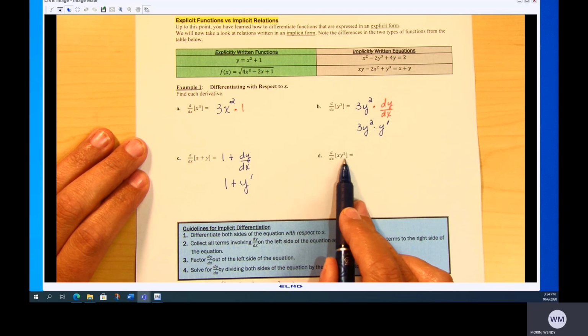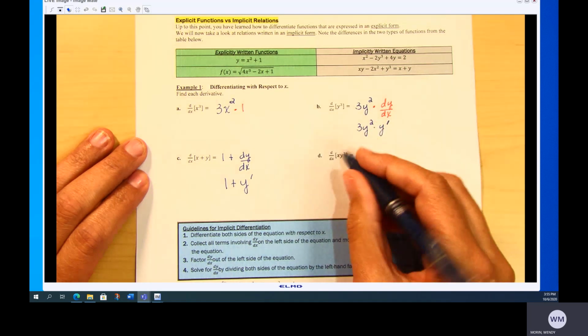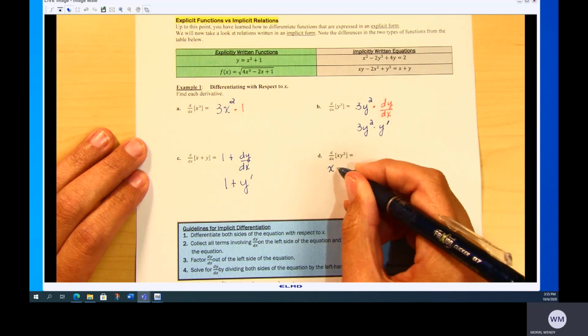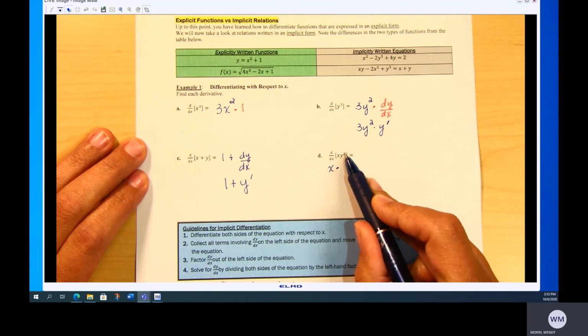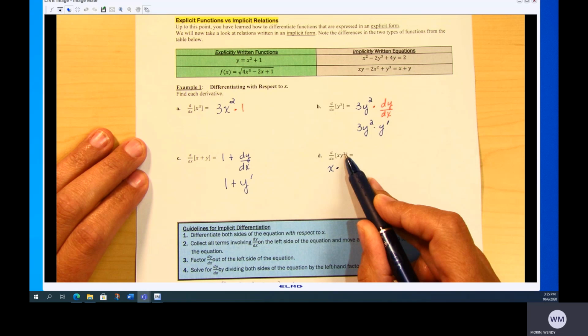What do you notice? You should notice that this is a product. This is a product, so we have to use the product rule. So the first times the derivative of the second. Go ahead and write down the derivative of y squared. What's the derivative of u squared? What's the derivative of something other than x squared?